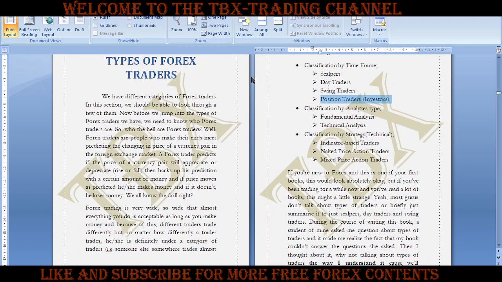Classification of forex traders by analysis types. We have the fundamental traders, the technical traders, and I think we have the sentimental traders, but I know nothing about that and I've never used it before in my life, so I'll just stick to these two. Fundamental analysis trading is trading using the news. When you are trading with news, you're using fundamental analysis. Technical analysis is when you are using trading tools, indicators, and price action in general to analyze the market. Don't worry, we are going to understand all of this later on.